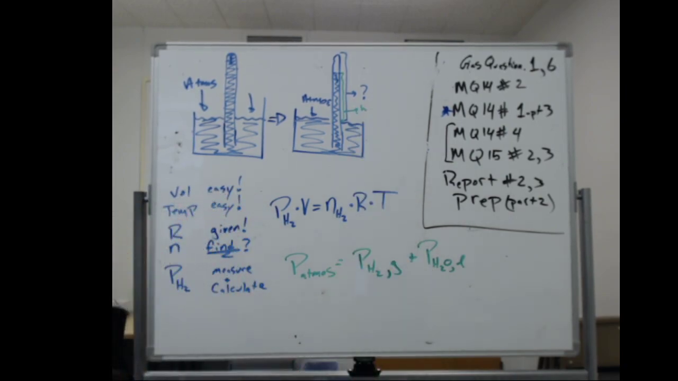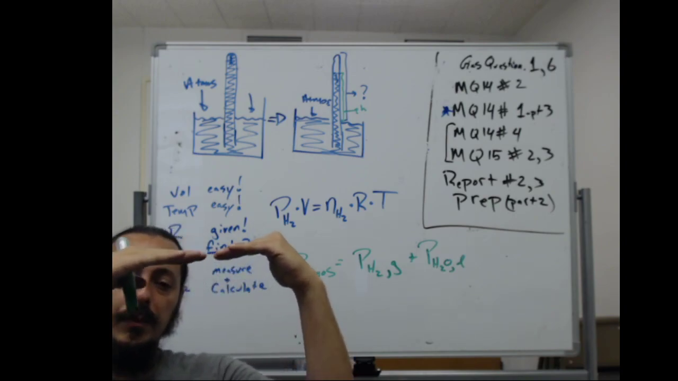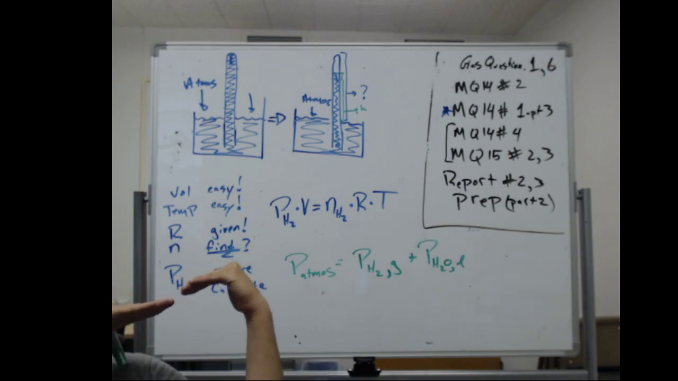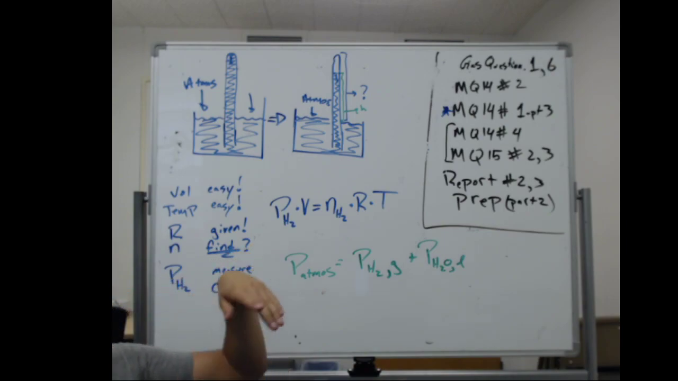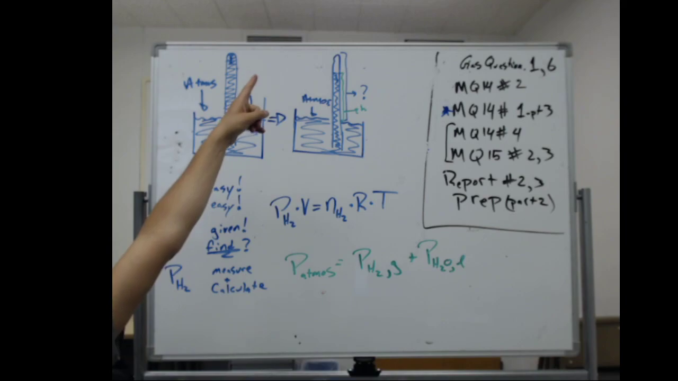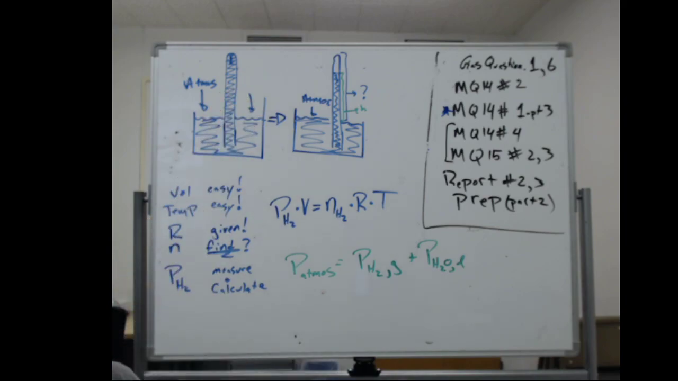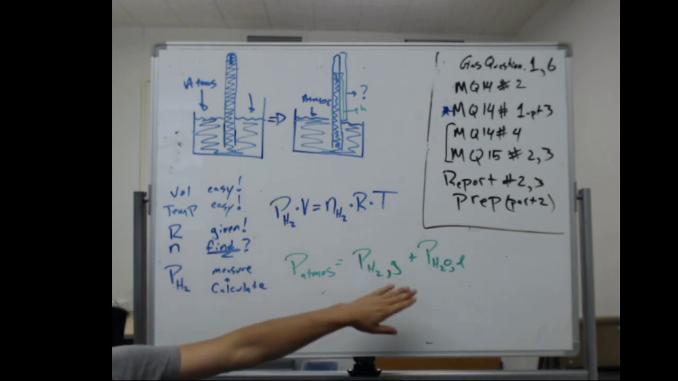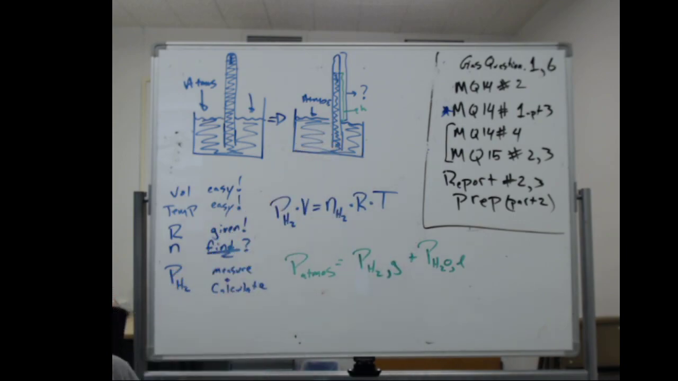How high is the liquid in the tube above the liquid in the beaker? Because if the liquid in the tube and the liquid in the beaker are at the same level, that means we're at exactly 1 atmosphere of pressure. But if the liquid in the tube is higher than the liquid in the beaker, that means there's an imbalance between the pressure inside and the pressure outside. And we can figure out how imbalanced that is based on the height of that liquid in that tube.